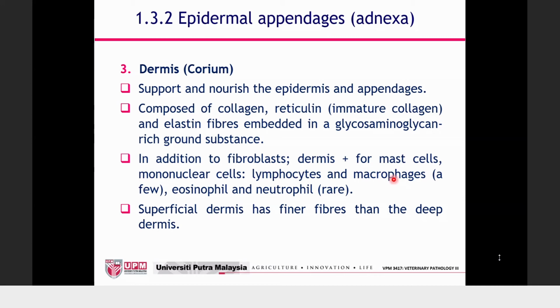All right. So that's why looking at the type of cell, you can sort of tell what is happening in the skin. So sometimes you might need to take a biopsy sample of the skin in order to help with your diagnosis of skin diseases. Okay. All right. So superficial dermis has finer fibers than deep dermis.